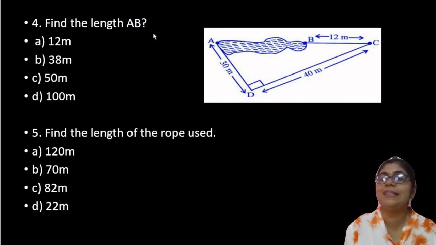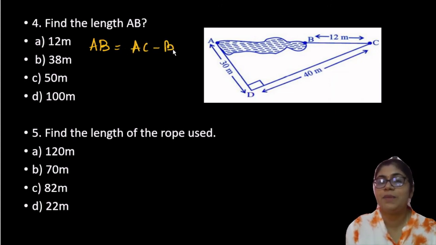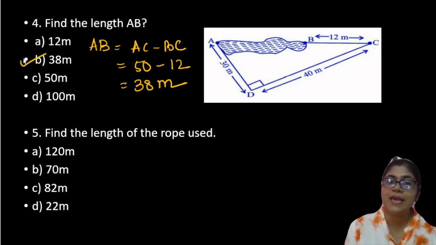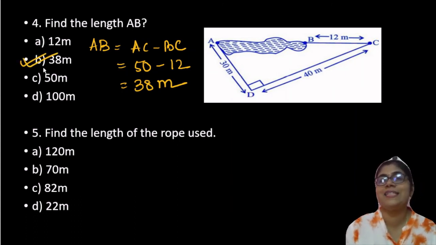Find the length AB. We know distance of AC and distance of BC. So AB is equal to AC minus BC. This is 50 minus 12, 38 meters. So option B is the right answer here.